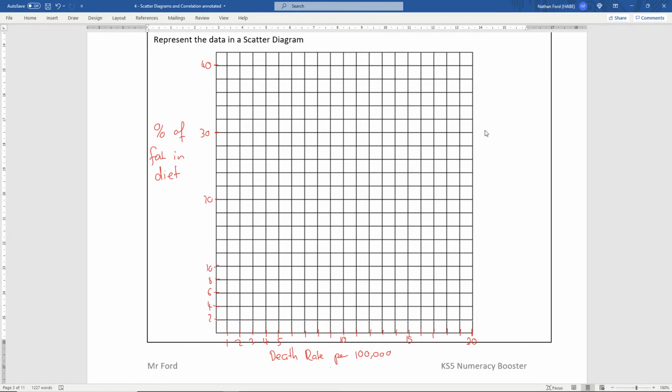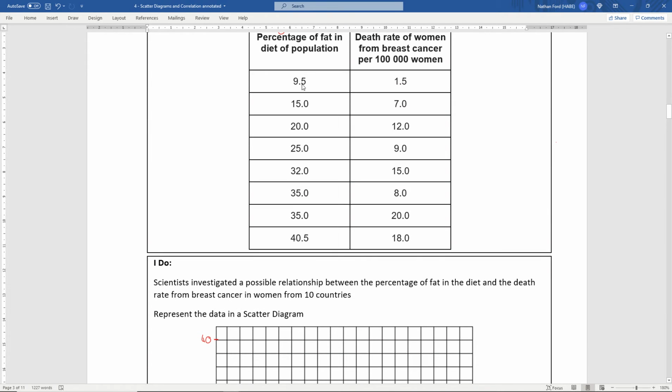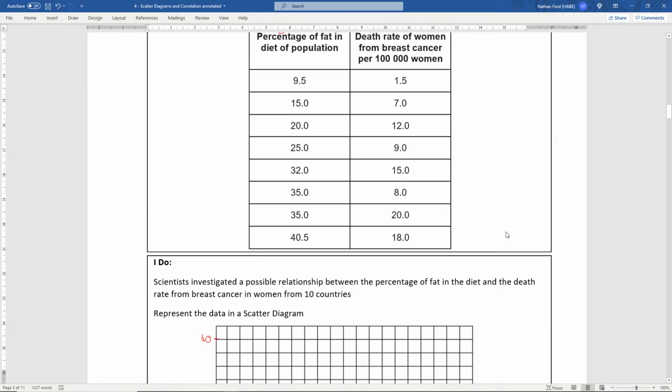Now, first my value is, so I'm going to measure, so I need percentage of fat's 9.5, and death rate is 1.5. So percentage of fat is 9.5, which is here, and death rate is 1.5, which is there. So that's going to be right here. So that's that first point. Okay, now we're going to try the next one.